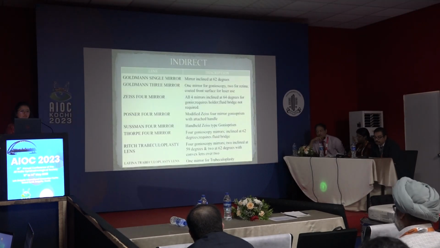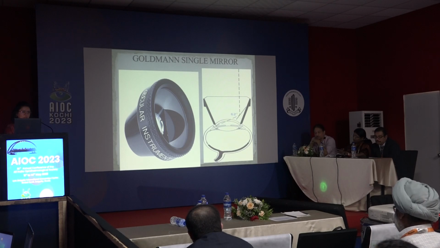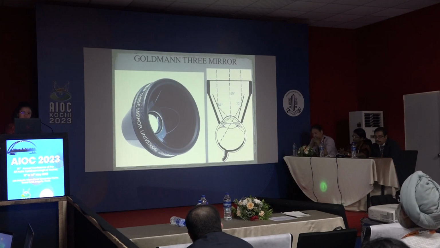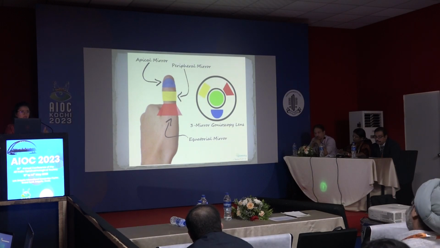So among indirect gonioscopes, the most common is the Goldmann single and double mirror. For residents, I think you should invest in the Goldmann double mirror to start with. Then we have the Goldmann 3 mirror, which has 3 lenses for viewing not only the angle, but also the mid-periphery and the equator. So this is the thumb rule, which you can memorize.